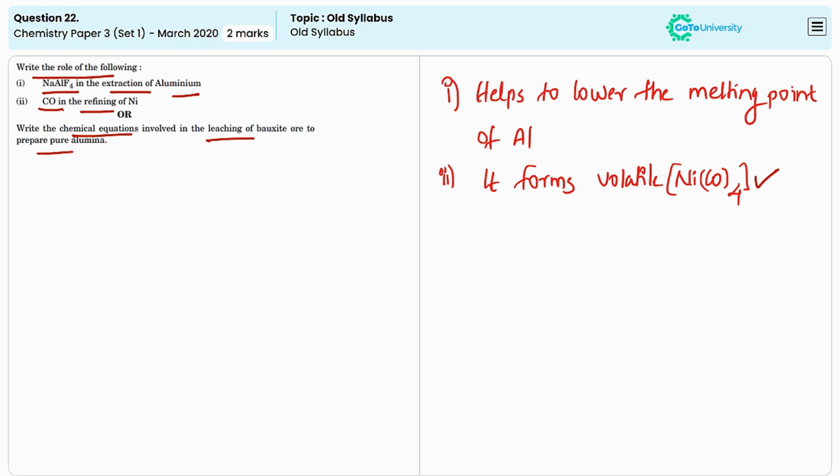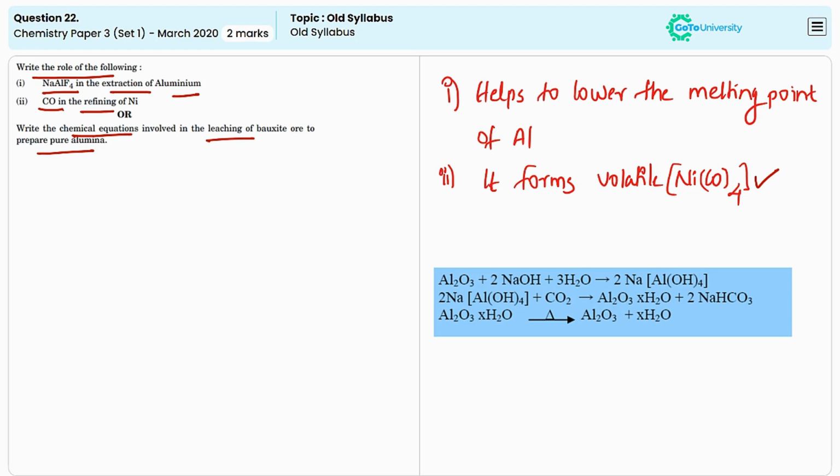ore to prepare pure alumina. This is a three-step process. In the first step, this bauxite is treated with sodium hydroxide to produce sodium aluminate. And in the second step, the sodium aluminate is reacting with carbon dioxide to produce hydrated alumina. This hydrated alumina on heating removes water and will produce the pure alumina. These are the equations involved here.